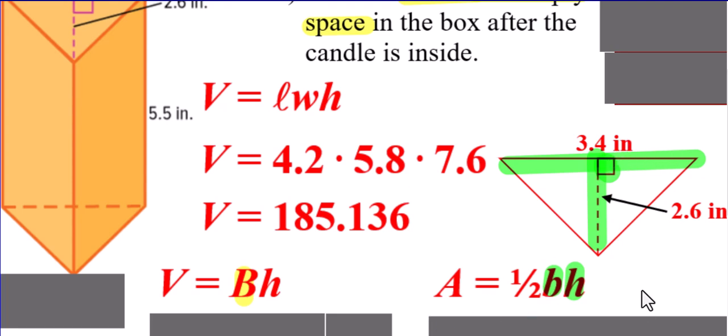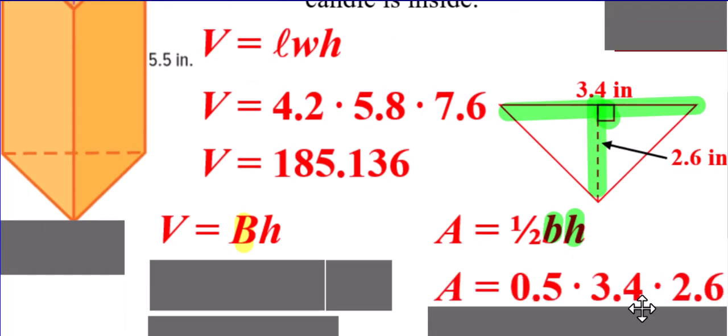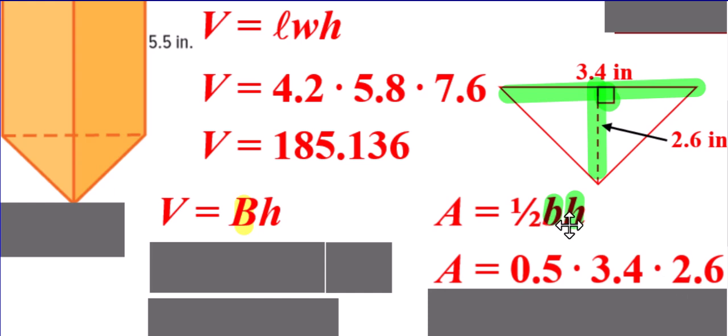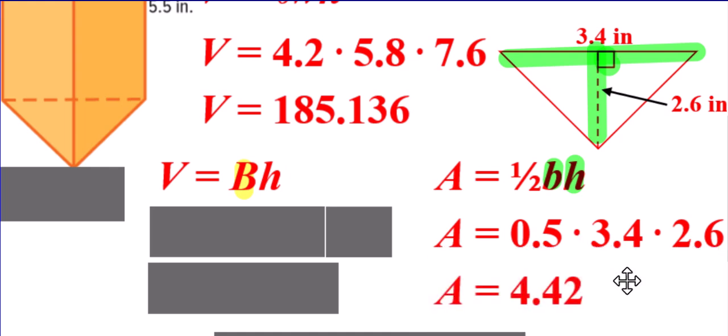So let's go ahead and substitute in these numbers. 3.4 and 2.6 go in for lowercase b and lowercase h. Since these were decimals, I went ahead and made the 1/2 become a decimal. If you don't want to make that a decimal 0.5, you don't have to. You can keep it 1/2. Calculator time. This is going to give us, I hope you're doing it with me, 4.42. Now that's just the area of the base.